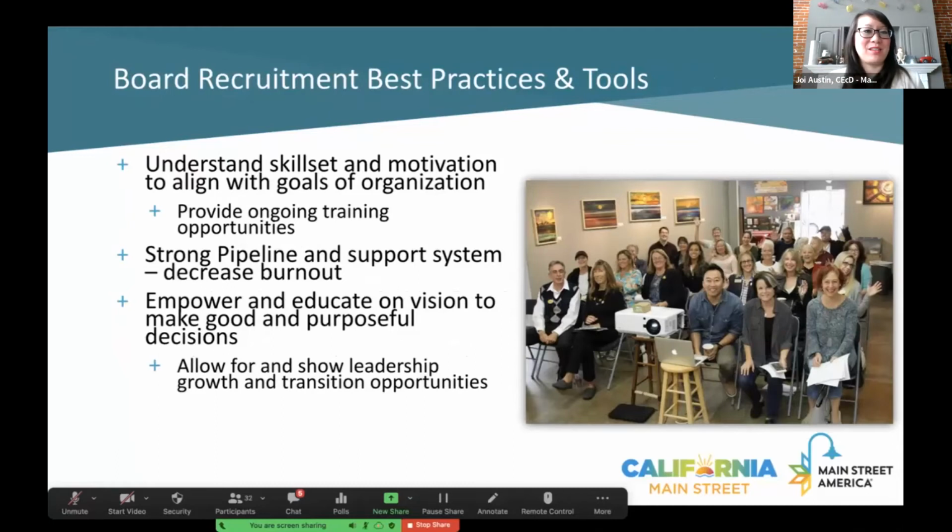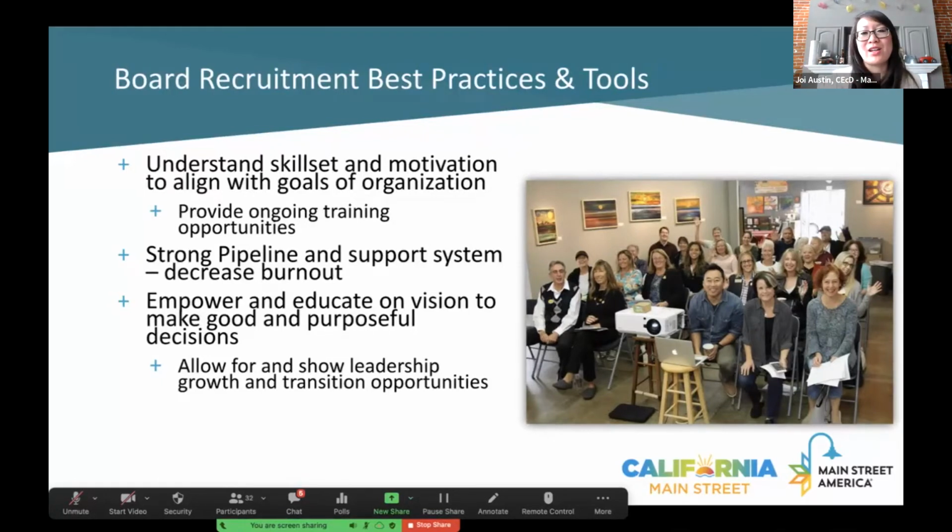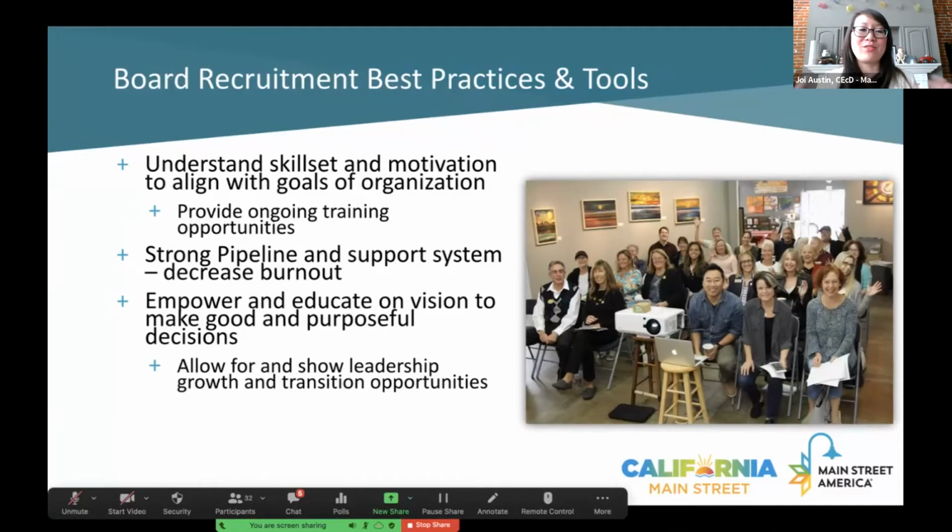And then when it comes to recruitment best practices and tools, look at what motivates people. How does that align with the goals that you have for your organization? Provide them with opportunities for training. Develop that strong pipeline and support system, because you don't want things to happen that cause burnout. There's a lot going on, and even though you've got a really strong board member, for instance, who has a project they're super passionate about and can totally handle on their own, always encourage them to have a person they are training, or a co-chair, or something of the sort, right in line with them, who can take over at some point, because you don't want to accidentally create vacuums on the back end. And definitely do this type of practice throughout.